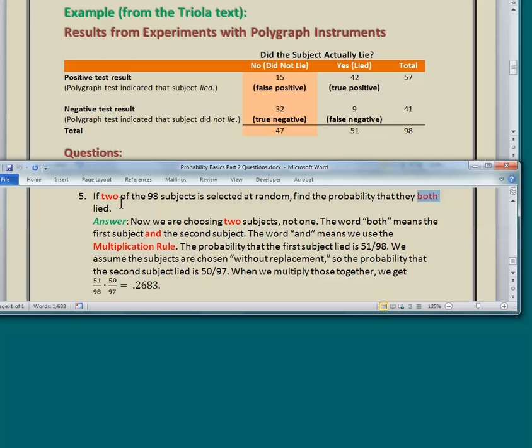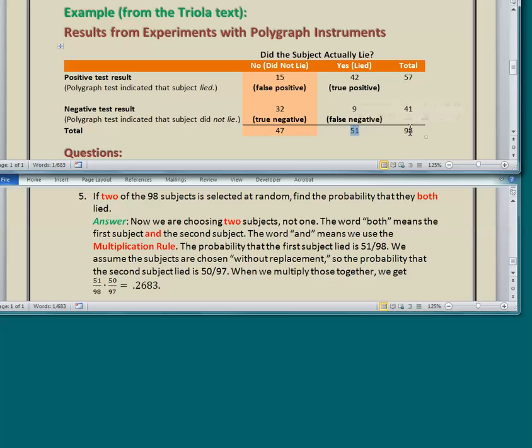So when you're choosing more than one out of a sample, and you're finding a probability that both of them, whatever it is, something about both of them, in that case, we will definitely use the multiplication rule. There is no intuitive version of this rule that we can use in this case. So the probability that the first subject lied is 51 out of 98. That's just, here's your lied column. It's everybody who lied. There's the 51. There's the 98. So again, that's the same as the percentage who lied. So that's the probability that the first one lied.